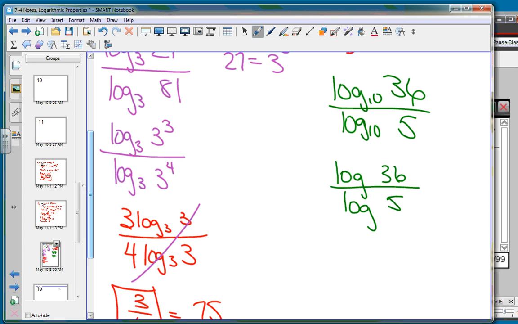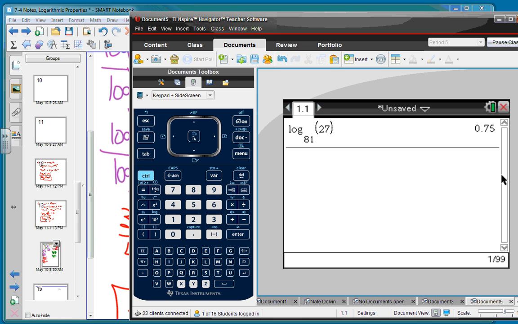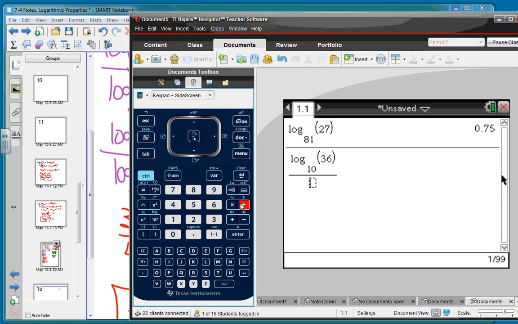And what am I forced to grab now? A number. I have to grab the calculator, because I cannot calculate this without it. So I have control 10, which is going to be log base 10 of 36, all over control 10 to the x. That gives me a 10 here, and this gives me a 5. And what does that give me? Whoa, a really ugly number. 2.22657.